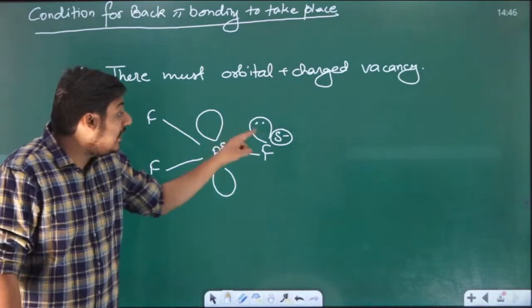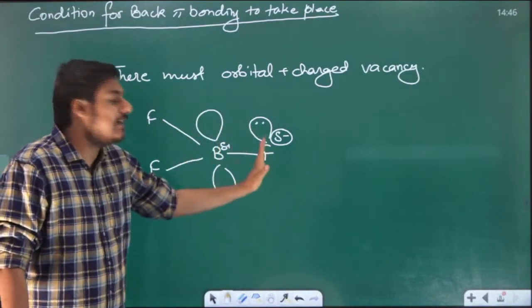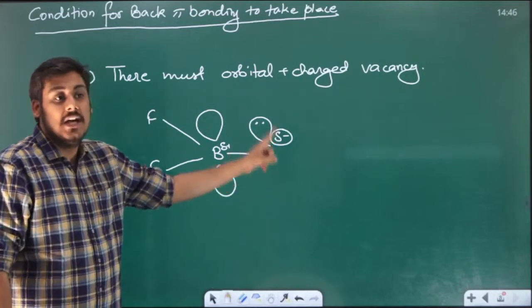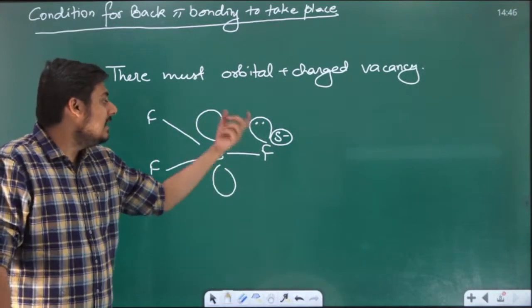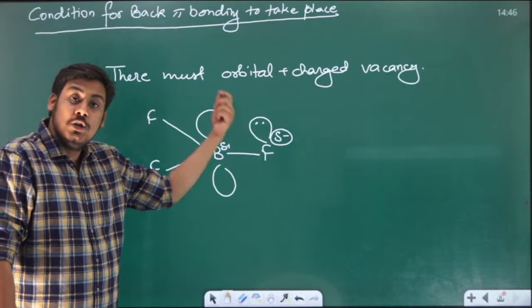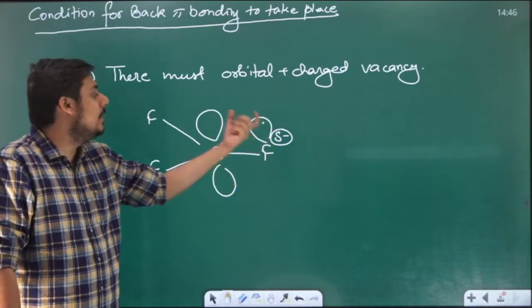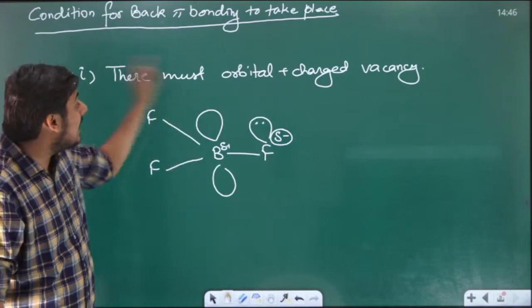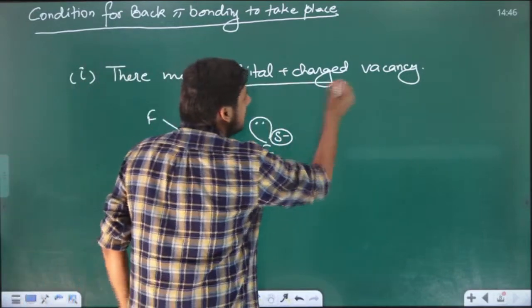So that is what fluorine requires. For donation from fluorine or from any electronegative atom to take place, there must be an extra negative charge. If there is no extra negative charge, there will be no interelectronic repulsion. No interelectronic repulsion, there will be no back donation. That is why I have written orbital plus charge vacancy.